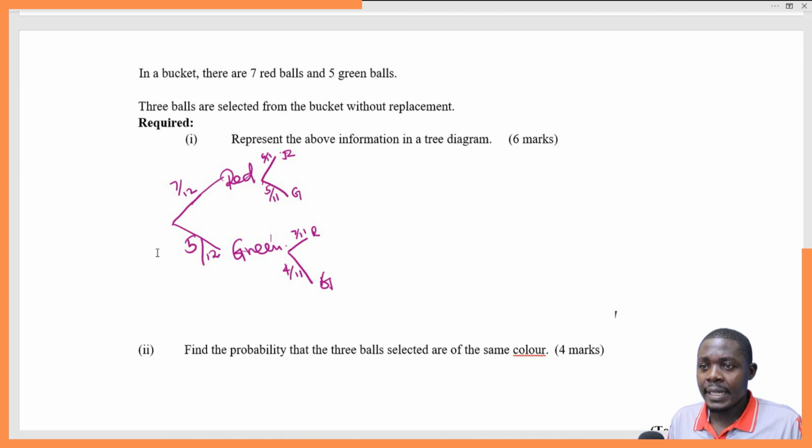This is the second selection. Then we have, because we are told that the balls are selected from the basket without replacement, three balls. Now the first was here, second, the third. Let's try to find the probability of the third ball.